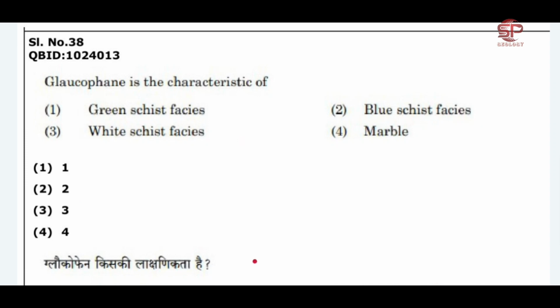Glaucophane is the characteristic of which facies? Glaucophane is characteristic of the blueschist facies. You find glaucophane, lawsonite. Then the greenschist facies has chlorite, actinolite. There is no whiteschist facies. And marble contains CaCO3, limestone.